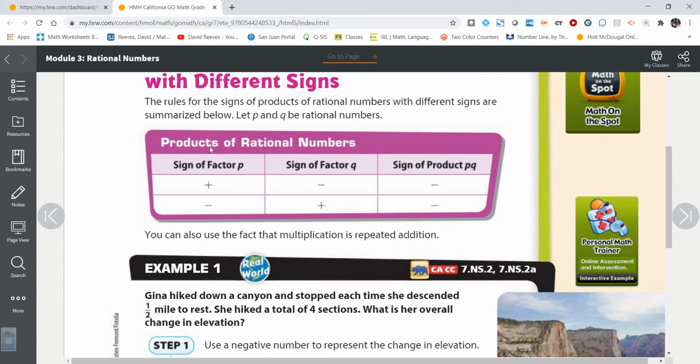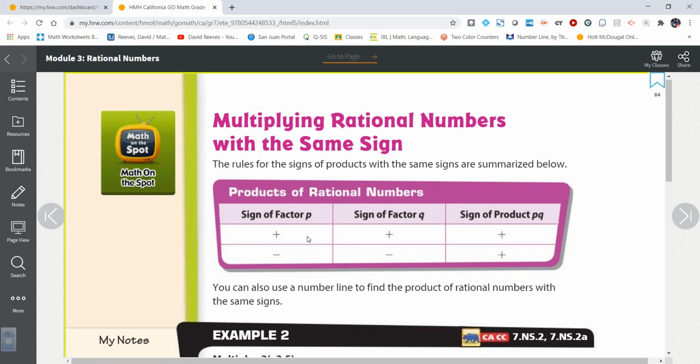Remember, product is the answer to a multiplication problem. So when you are multiplying numbers, whether they are integers, rational numbers, or real numbers actually, any type, a positive times a negative will be a negative, and a negative times a positive will be a negative. So if you only have two factors, if the factors have different signs, the answer will be negative. And of course, if you only have two factors and the signs are the same, then the answer will be positive. So a positive times a positive is a positive, and a negative times a negative is a positive.